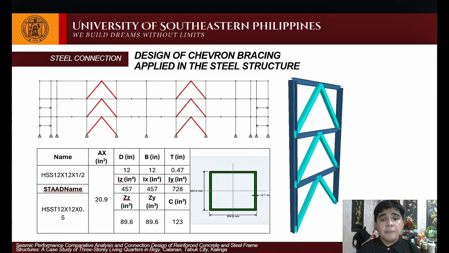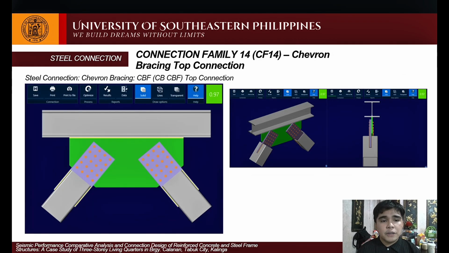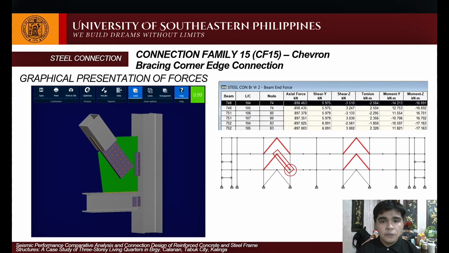We have here the chevron bracing applied in the steel structure, with the location of the chevron in the structure and its properties. For connection family number 14, we have the chevron bracing top connection with the graph and the location of the governing beam. Here is the chevron top connection with a 0.87 utilization ratio. And for connection family number 15, the chevron bracing corner edge connection has a utilization ratio of 0.99 at the governing beam location.